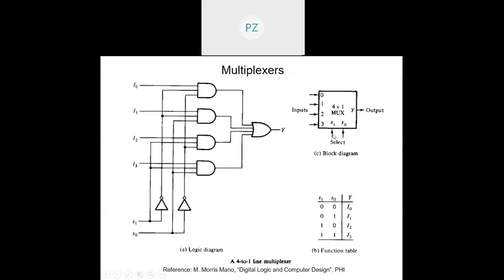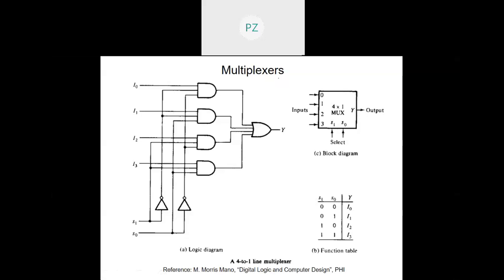For example, if the select lines are 0, 0, this input will be directed to the output. If they are 0, 1, this will be directed to the output. If it is 1, 0, then input 2 should be directed at the output, and when it is 1, 1, input 3 should be directed at the output, right? A single output and a maximum of 2 to the power n inputs with n select lines. 2 select lines, 4 inputs may be there. The output will remain single, right?